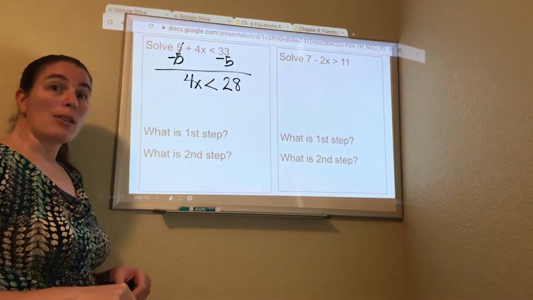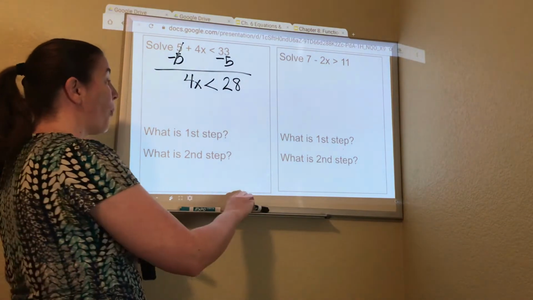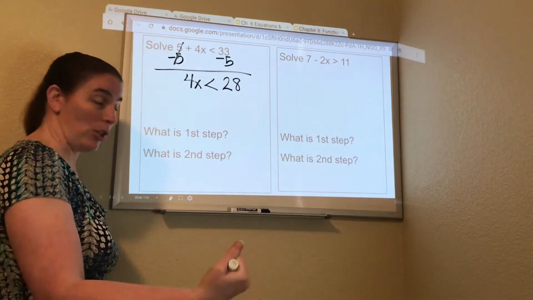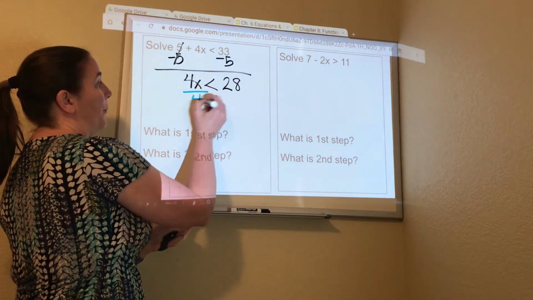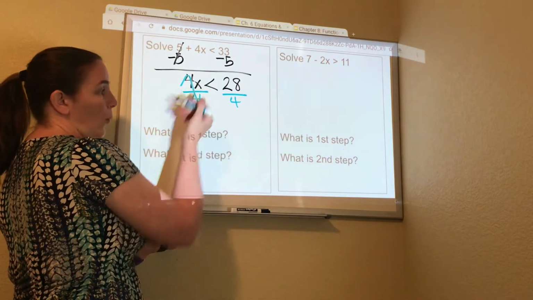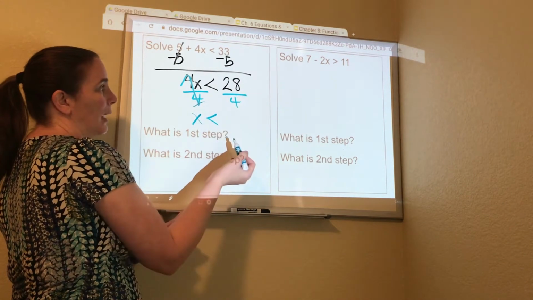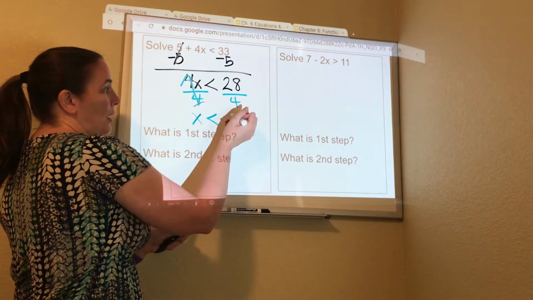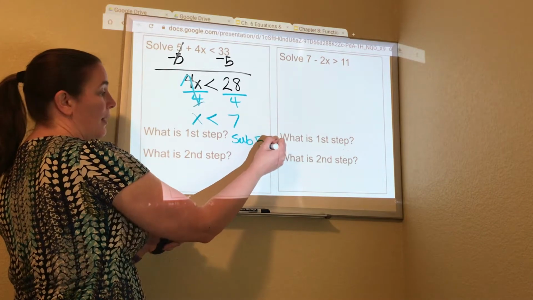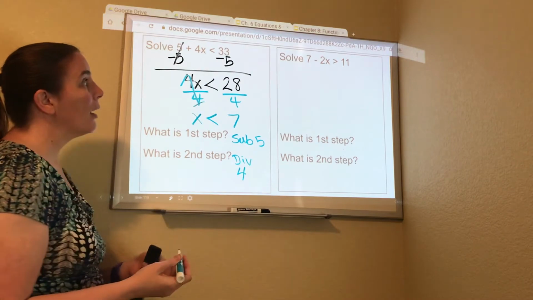And then now I need to solve. So now I'm back to a one-step inequality. So I have 4 times x, so use the inverse. The opposite of multiplication is division. So I'm going to divide by 4. So I'm left with an x, or 1x, on the left side, right? Because 4 divided by 4 is 1, is less than 28 divided by 4, which is 7. So the first step here was subtract 5. The second step was divide by 4. Okay? Let's look at this one.